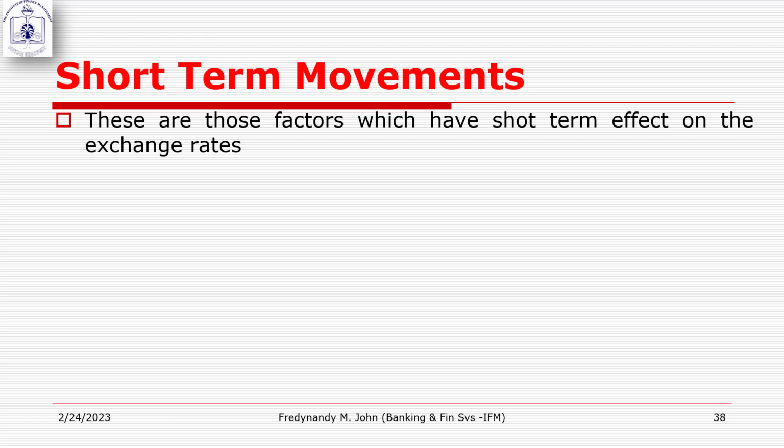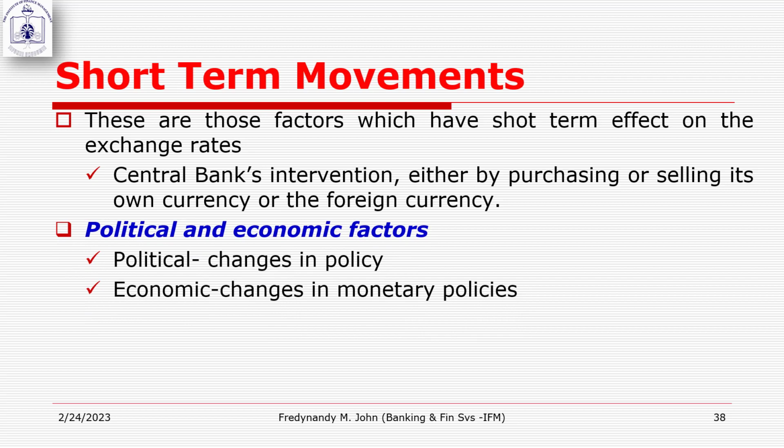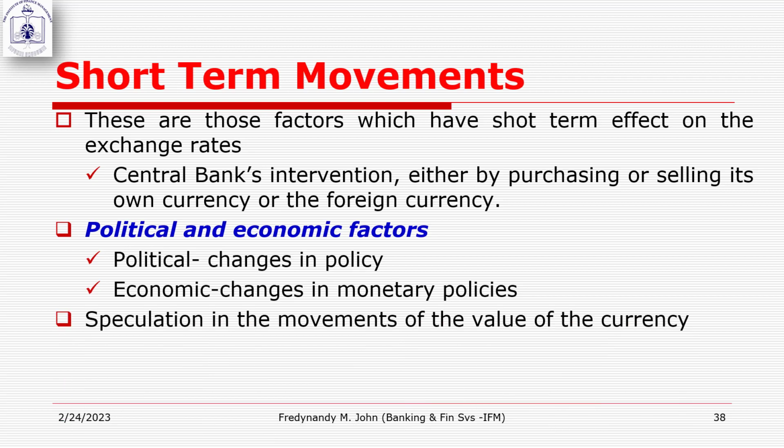Now, short-term movements simply means all those factors which have a short-term effect on the exchange rates. Central bank's intervention, either by purchasing or selling its own currency or the foreign currency, is one among the short-term factors that contribute to short-term movement in the exchange rate. Then there are the political and economic factors. Political changes, that is, changes in policies being pursued by the country, or economic changes in the monetary policies. These two can as well have an effect on the short-term movement of the exchange rate.